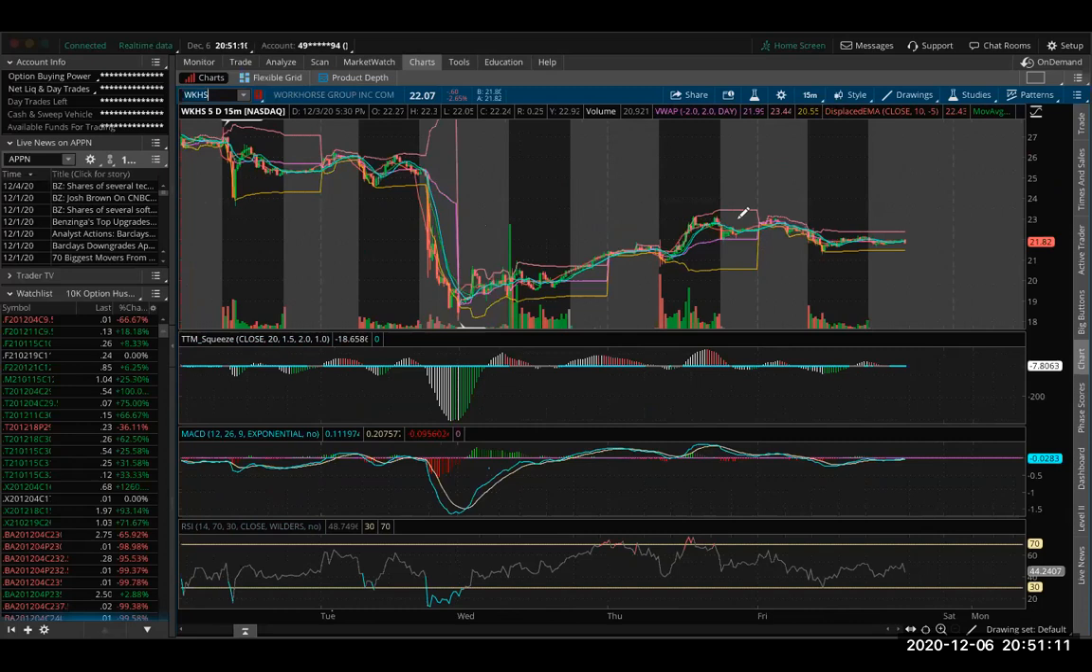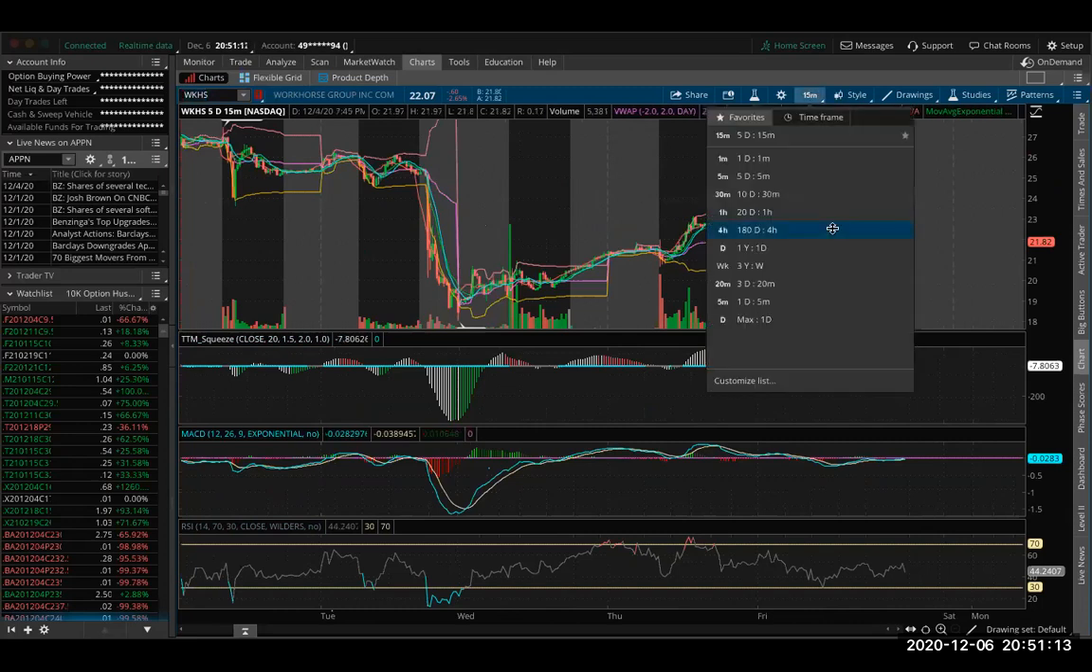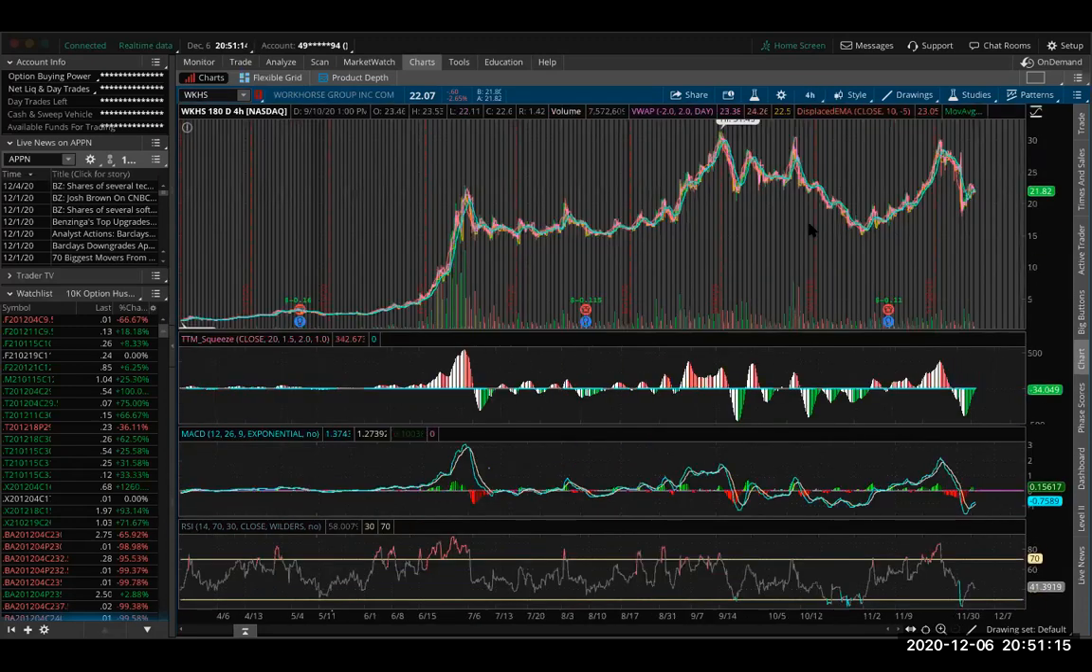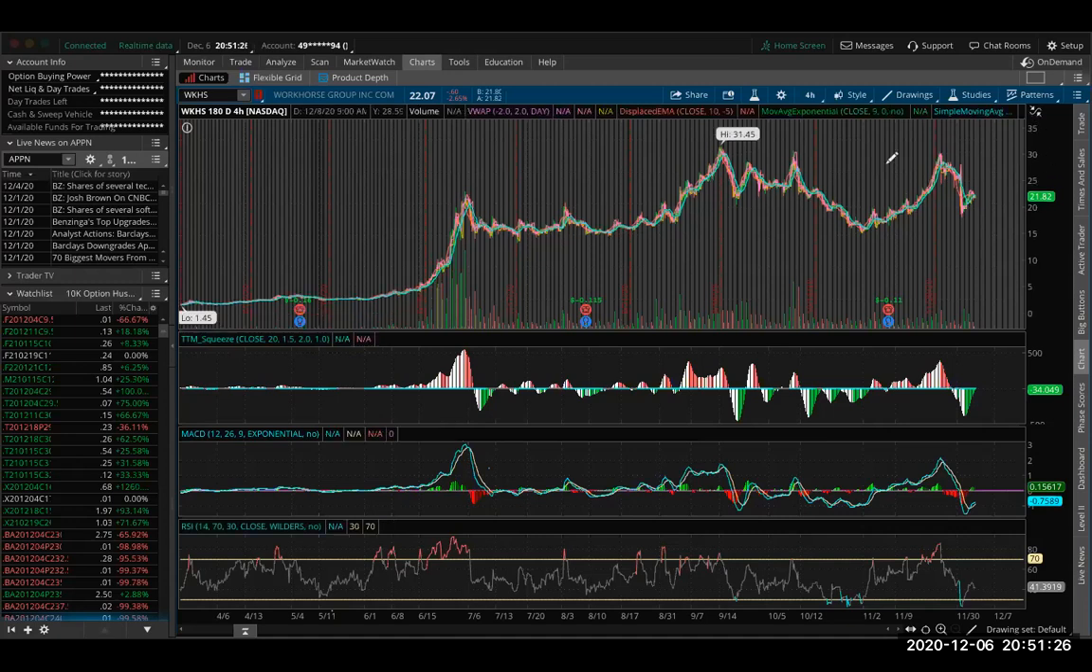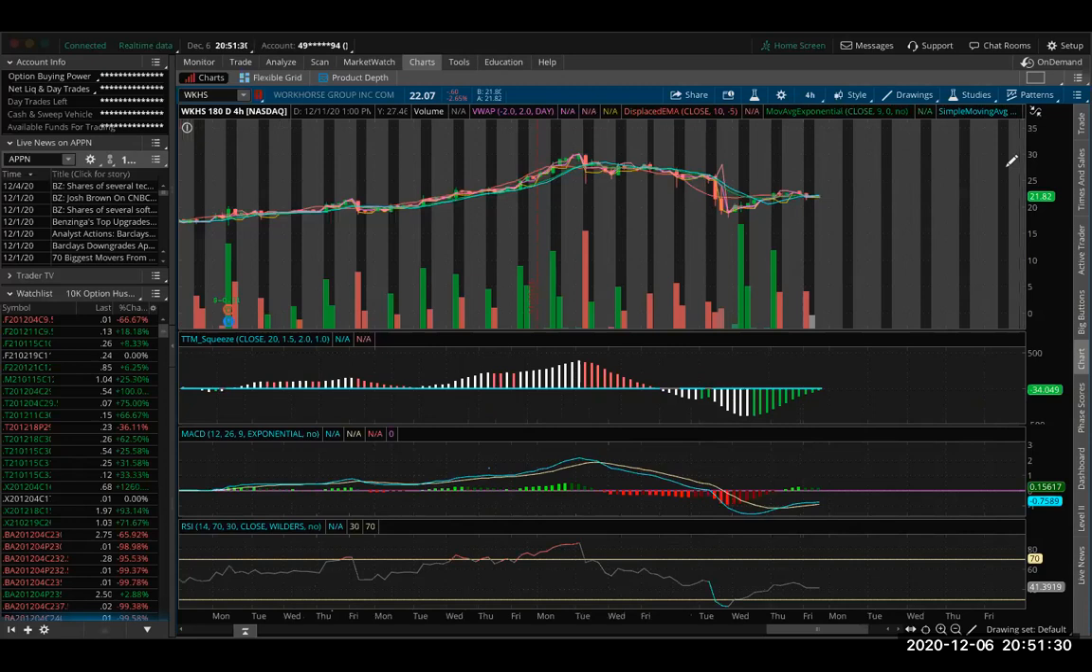Yeah, long term, it was almost hovering at 28, but then last week GM announced some news with Nikola, and it dropped down. It had a negative effect on Workhorse also, so it dropped to the low 20s, 19, and it started rising up again.